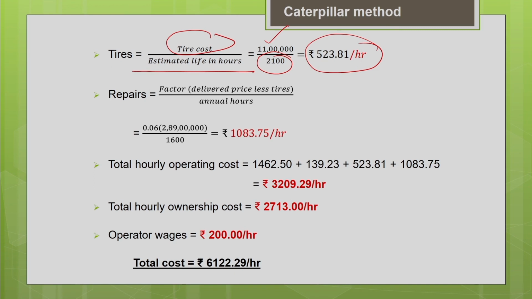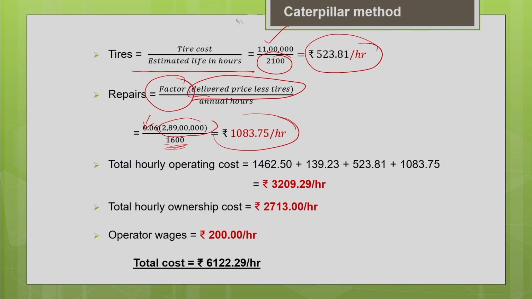Similarly, your repair factor for the machine is given as 0.06, multiplied by the initial price of the machine, excluding the tire cost. So it is 3 crore minus 11 lakh, which gives you 2 crore 89 lakh, multiplied by the repair factor, and divided by the annual usage of the machine in hours. That will give you the repair cost. The hourly repair cost is 1083.75. Now add all your operating cost components.